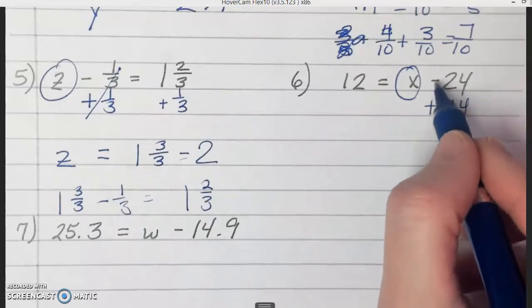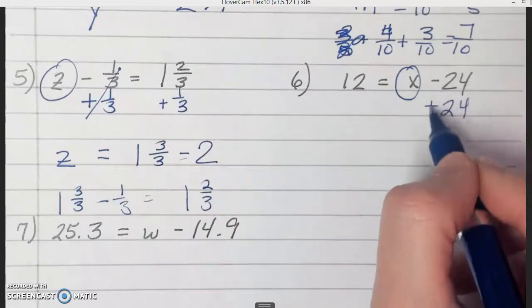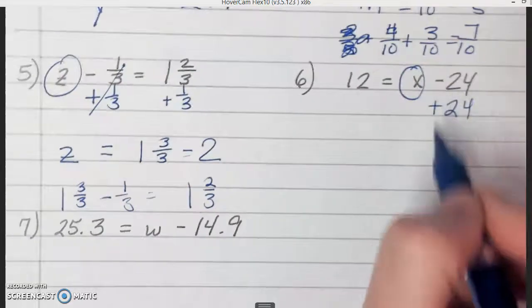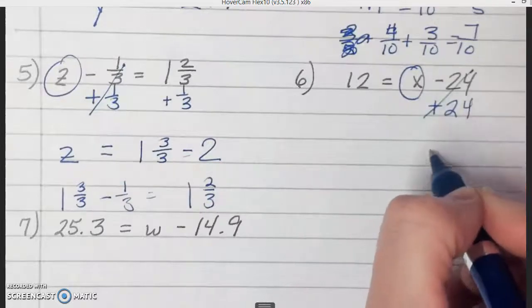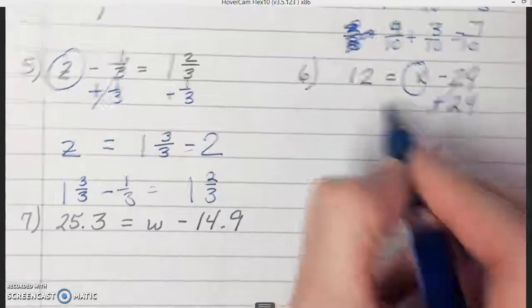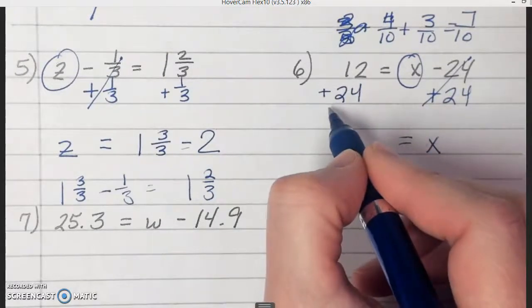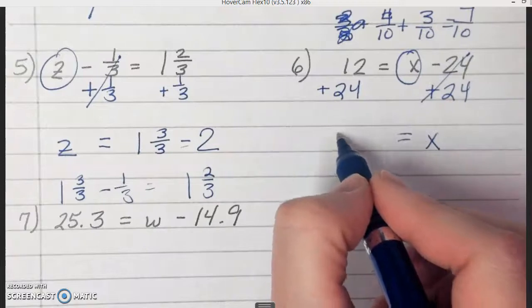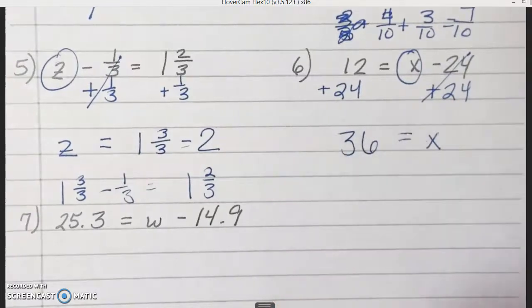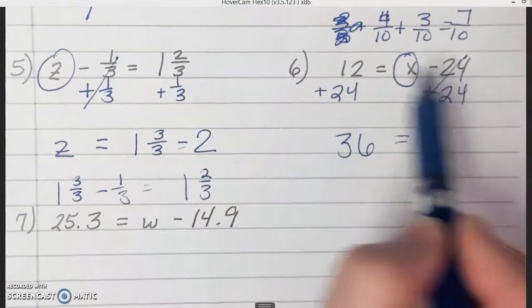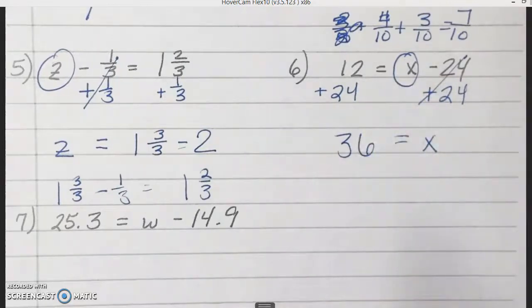Because the inverse operation of subtraction is addition. So if I add 24, that's going to get rid of this negative 24 so that x is all by itself. So these cancel out, leave me with x. But because I added 24 here, I have to add 24 here as well. So when I add those, what do I get? 36. So I get that x is 36. And if I put 36 in for x and subtracted 24, I would get 12. Any questions?